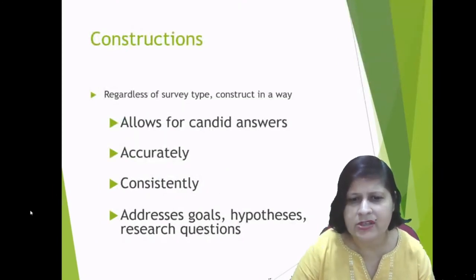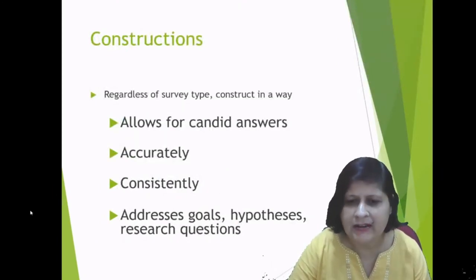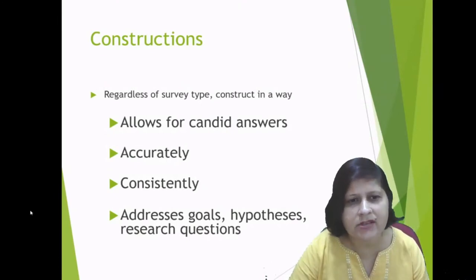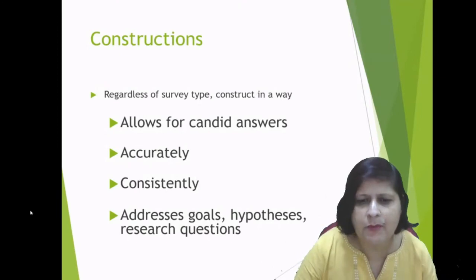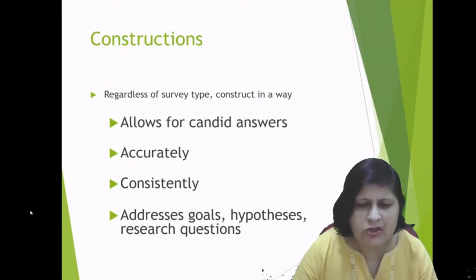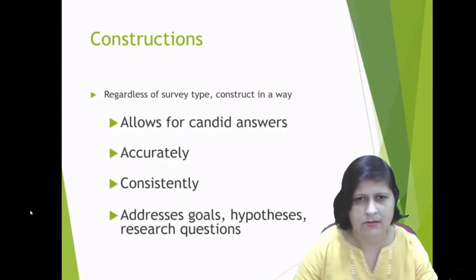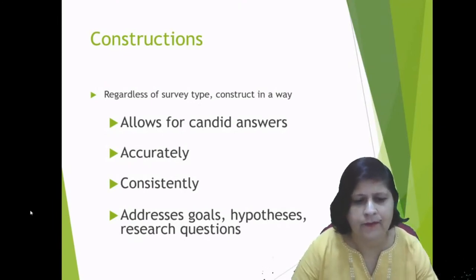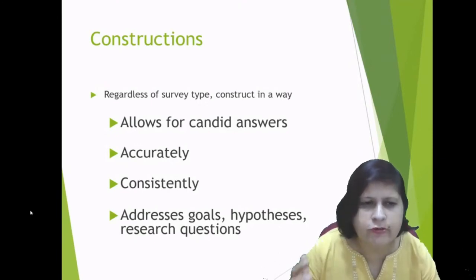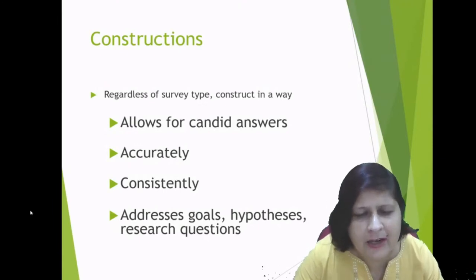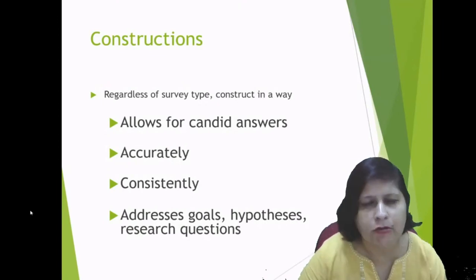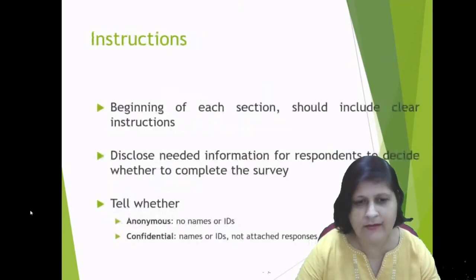Construction. Regardless of the survey type, construct it in a way that allows for candid answers, and that is accurate, consistent, and addresses goals, hypothesis, and research questions. Whatever survey type you opt for, construct your questionnaire in a way that allows for candid answers so that you will get the appropriate answers. It should be accurate, consistent, valid, and reliable. Validity and reliability of your instrument is very important. Your questionnaire, your tool, should address your goals, your hypothesis, and research questions.